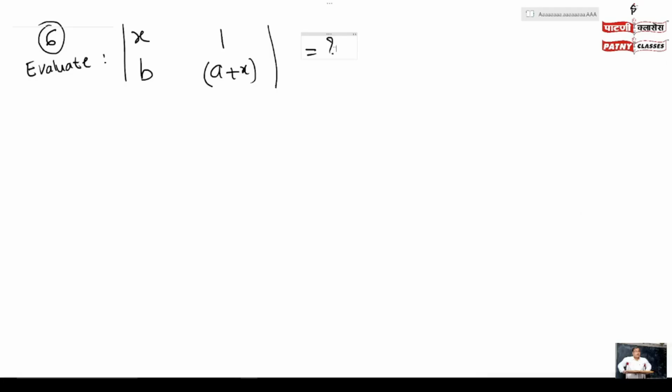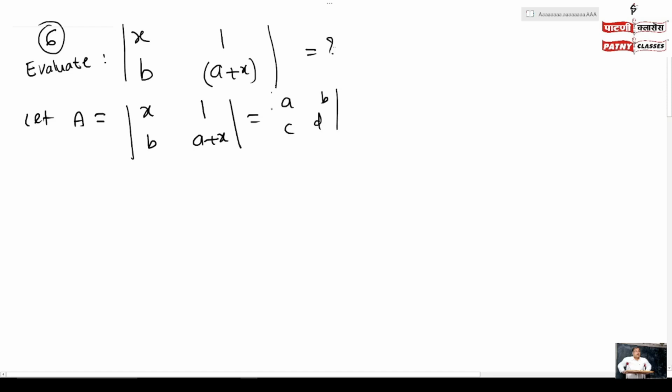Evaluate the determinant of x, 1, b, a plus x. So first let A equal to this determinant. If nothing is given, we can suppose a, b, c, d. Comparing with a, b, c, d, what is a? a equals x, b equals 1, c equals b, and d equals a plus x.